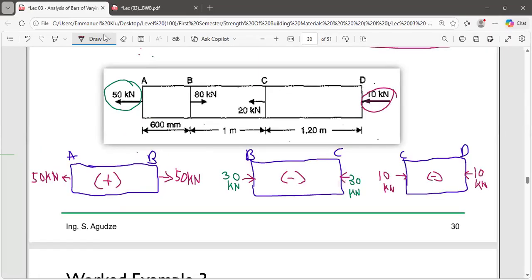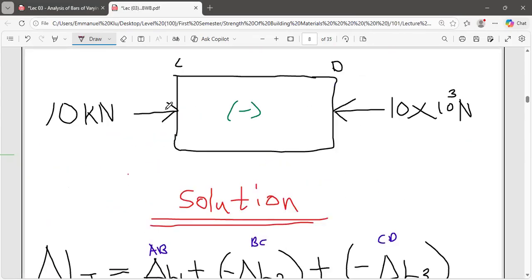So let's proceed. But look at the dimensions that were used for their length. This one is 600 millimeters, and this one is 1 meter. This one became 1.20 meter. So let's quickly write the length under them, and then let's now proceed with the work.